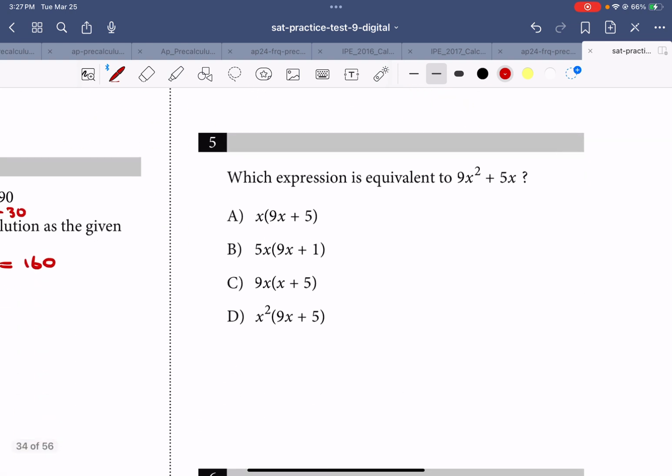Number 5, which expression is equivalent to 9x squared plus 5x? So in the answer choices, it looks like they factor. So factor out x. The greatest common factor between the two terms is only x. So 9x plus 5, right? So it is A. Okay.